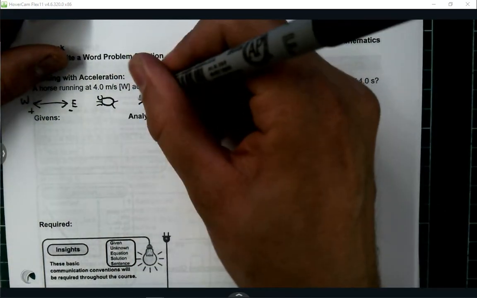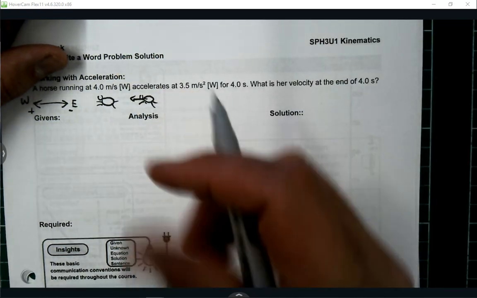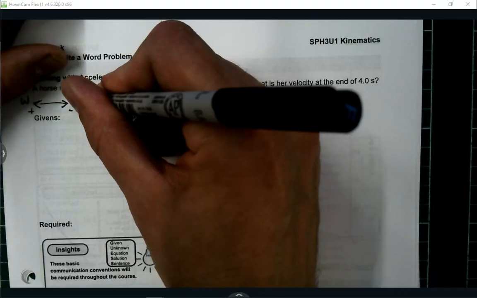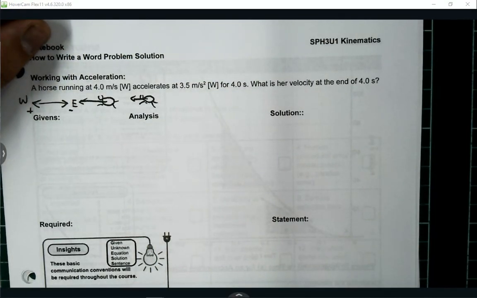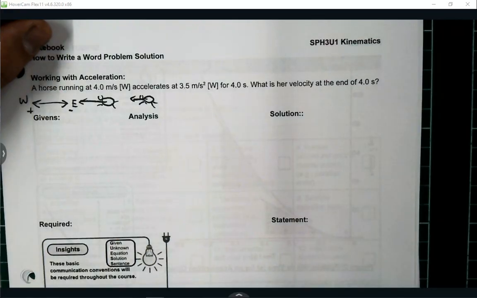So we have this horse, and it's going to start off at 4 meters per second, and it's going to accelerate towards the west. So I predict that it's going to be going even faster at the end of 4 seconds. And this is just me trying to think out what's going to happen here with my predictions, my thinking.